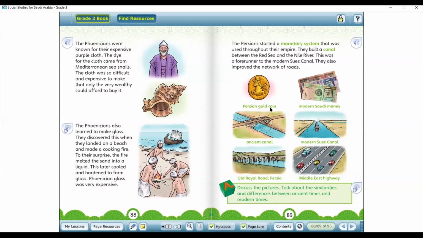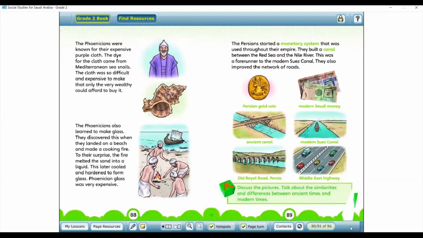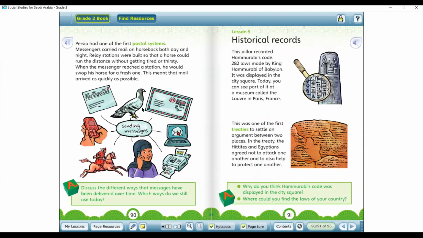We have the Persian gold coin. We have modern Saudi money on our right. On the left, we have the ancient canal. And now we have the modern Suez Canal. And we also have the old Royal Road in Persia. Now we have our modern Middle East highways that we use these days. Going on to page 90. Persia had one of the first postal systems.